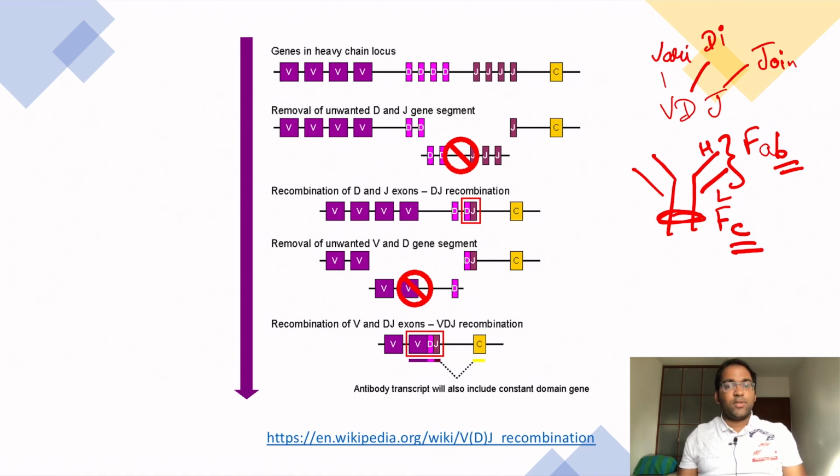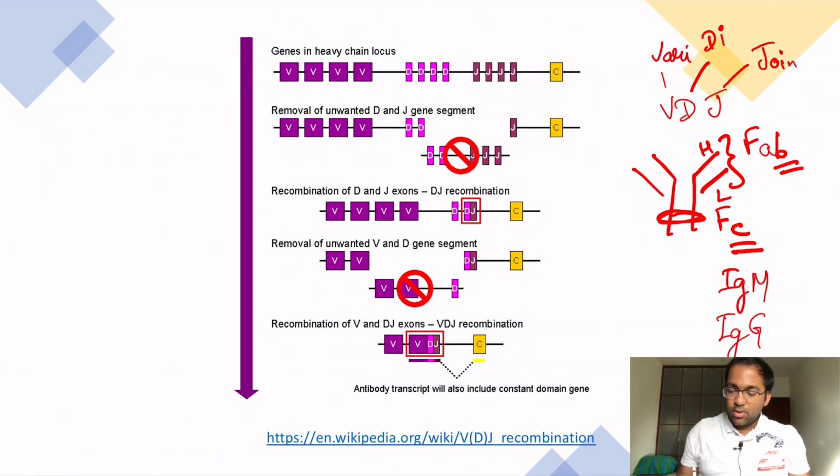For this FC portion of the antibody, we have a different process. But right now, VDJ recombination is for only the FAB region, because we want different types of FAB regions so that we could bind different antigens. Now, the FC portion is actually responsible for determining what kind of antibody we have. So, is it IgM, is it IgG, or IgA, or it could be anything else.